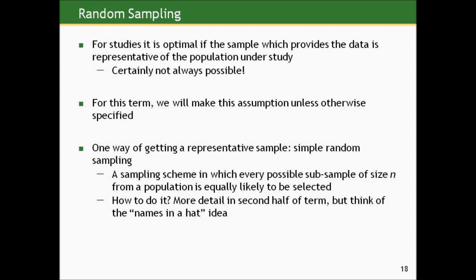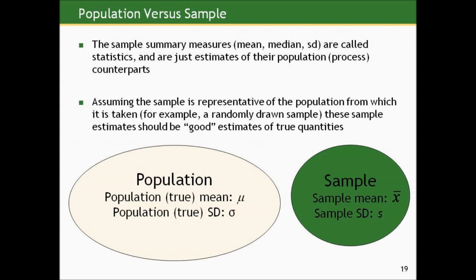So here's the schema here. It shows our population with the big oval and our sample with the smaller circle. What can we get from the sample? Well, we can estimate a sample mean, that thing we call x bar. We can estimate a sample standard deviation called S. These are just estimates of quantities that exist at the larger population level: the true mean, sometimes represented with the Greek letter mu, and the true standard deviation with a sigma.